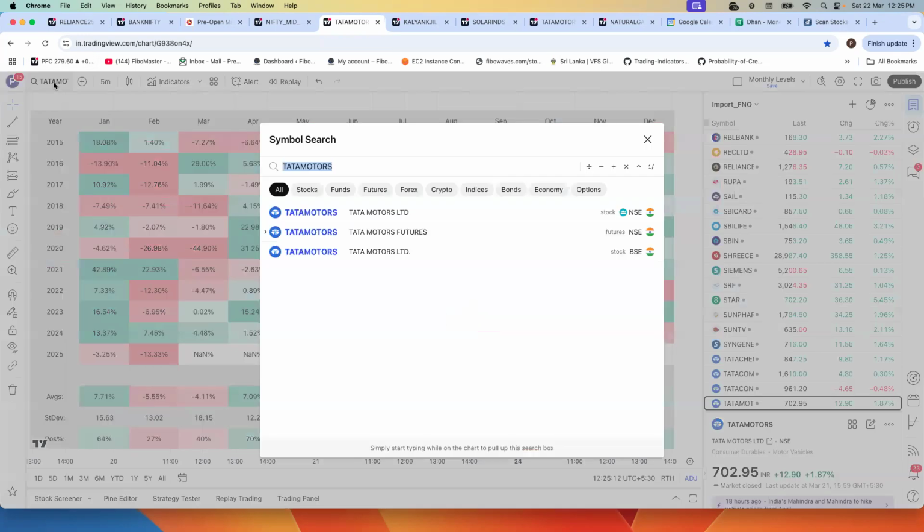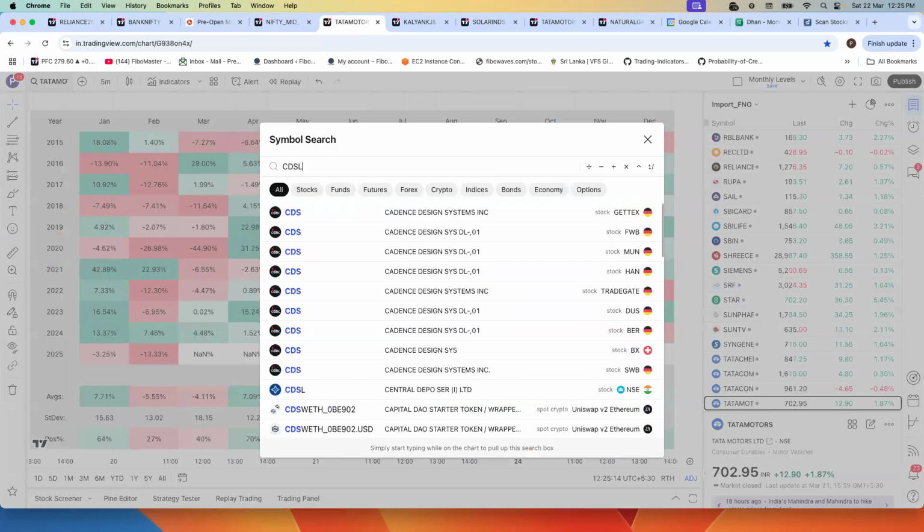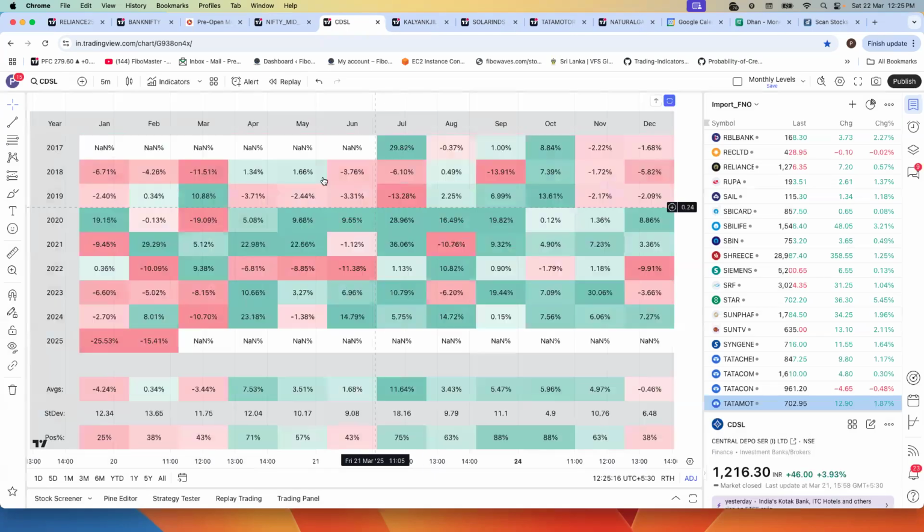Same thing if you look at CDSL, which is really going to go up, right? April month is very good. So all these things are over, April will be very good. So that's where I bought it and kept it for April.